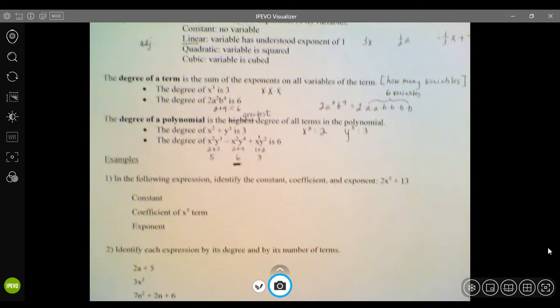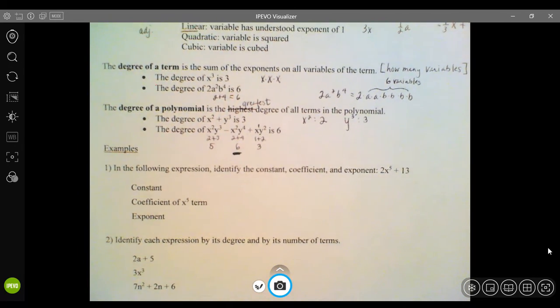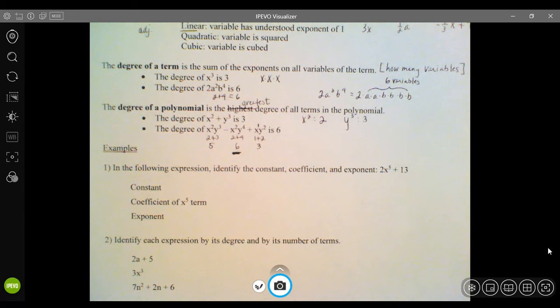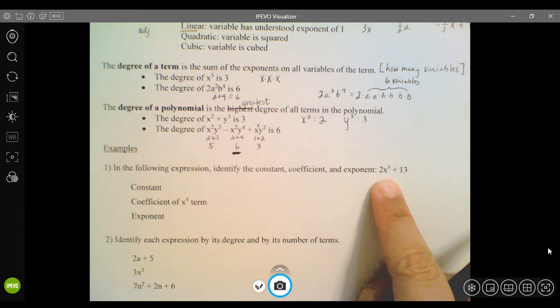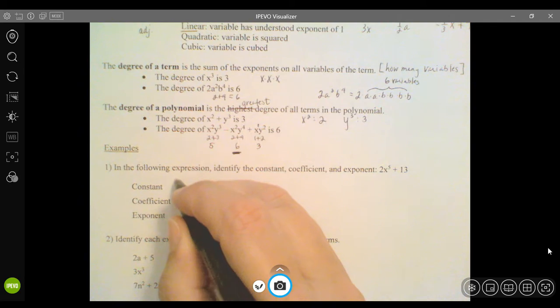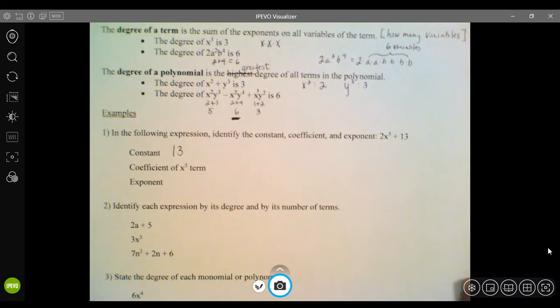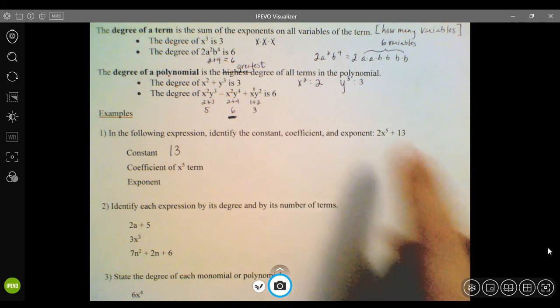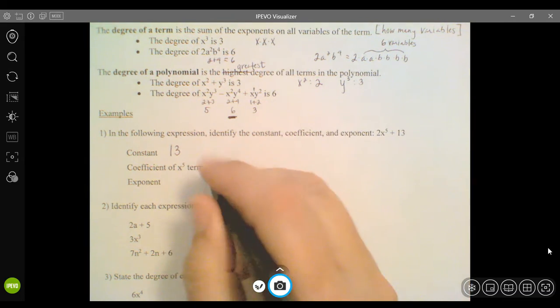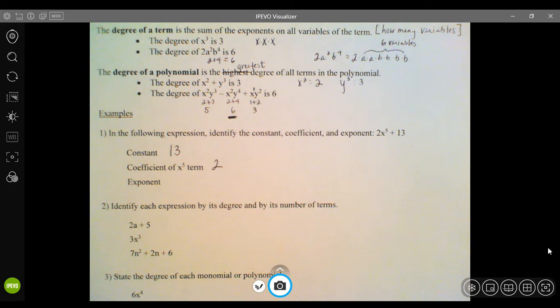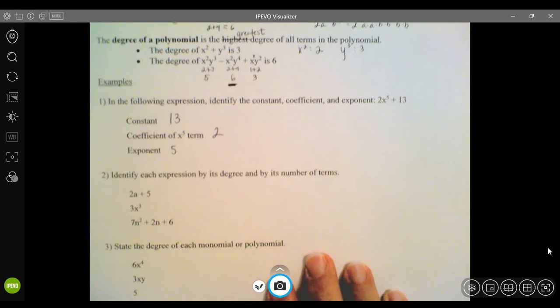So here's how it works. In the following expression, identify the constant, the coefficient, and the exponent of 2x to the 5th plus 13. What's the constant? Well, by definition, the constant has no variable, so it's 13. What is the coefficient of the x to the 5th term? What number is being multiplied by x to the 5th? 2. And what is the exponent that you see there? 5. We're raising x to the 5th power. That is my exponent.